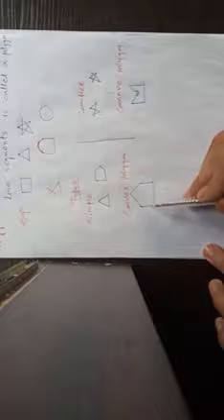So in a convex polygon, no interior angle should be greater than 180 degrees. And in a concave polygon, at least one of the interior angles must be greater than 180 degrees.